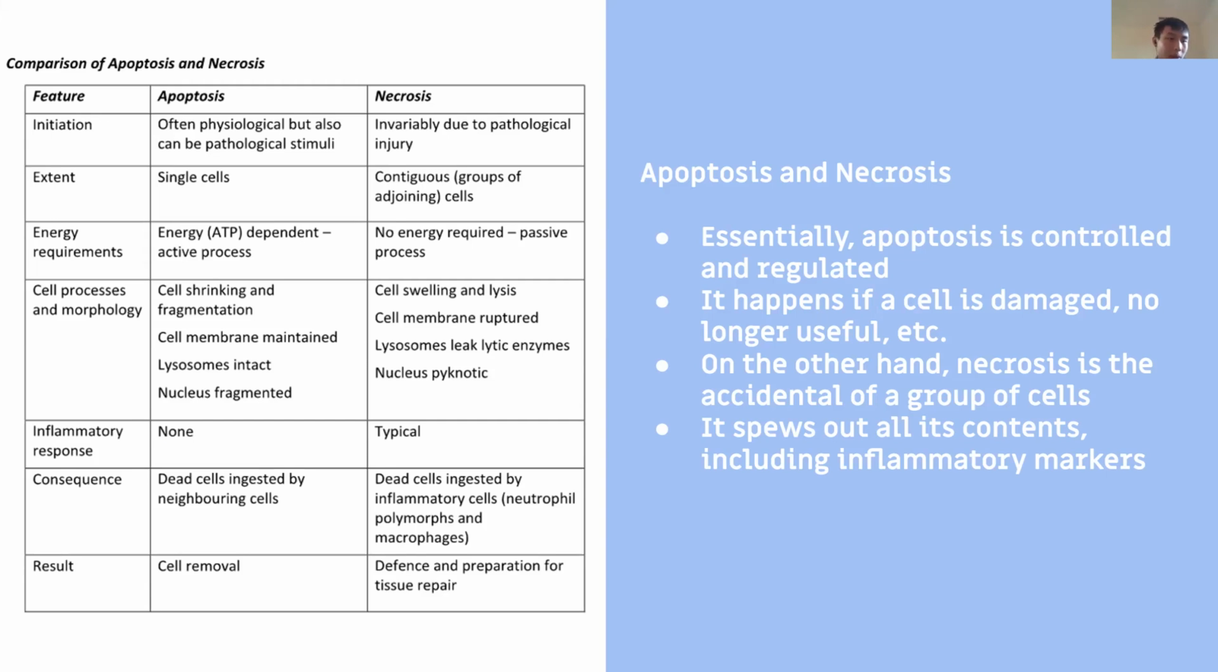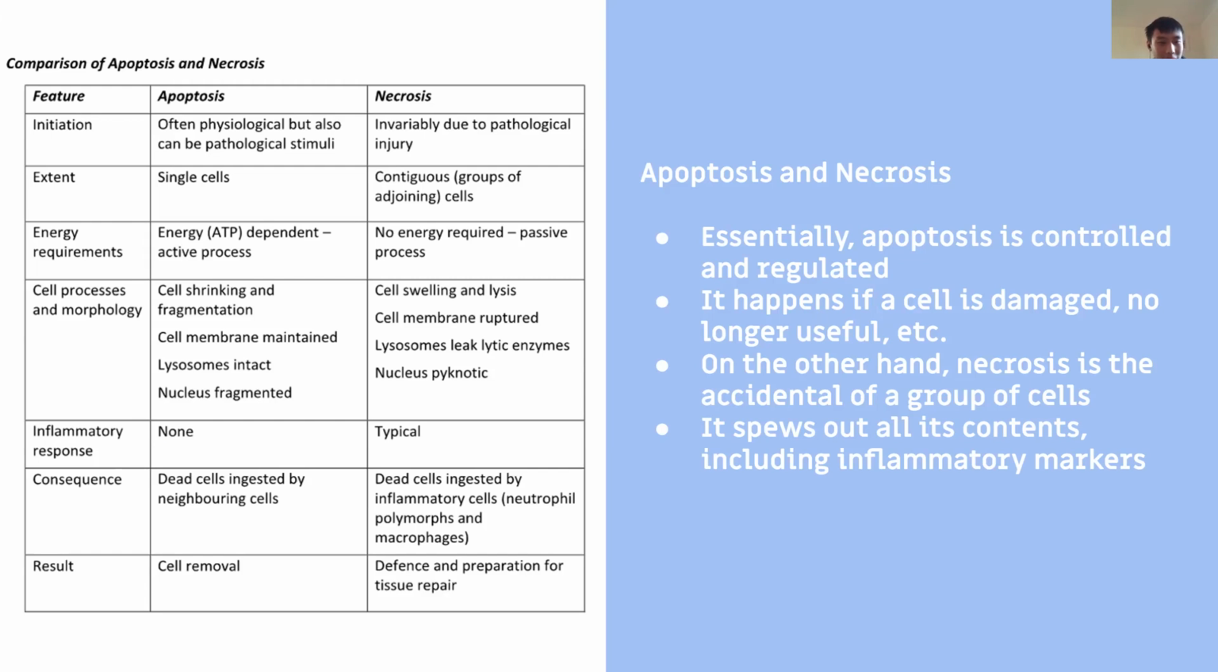So apoptosis can be physiological, like if the cell's no longer useful, but also pathological if the cell thinks that it sustained too much damage. Necrosis is always due to like pathological injury, something like frostbite, for example. Apoptosis will occur in single cells. Necrosis will occur in a group of cells. It's energy dependent for apoptosis, whereas necrosis is passive. Sort of the cells are too damaged to undergo apoptosis, and they will just sort of rot to death in that sense.